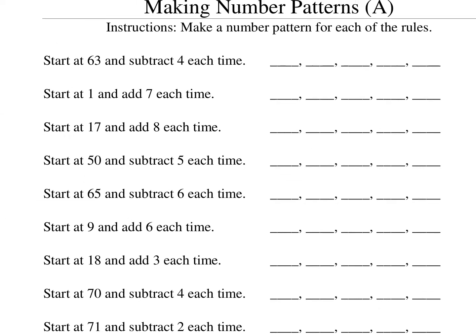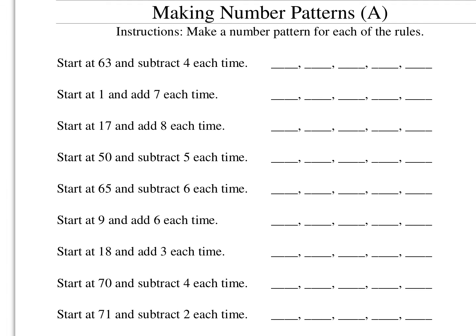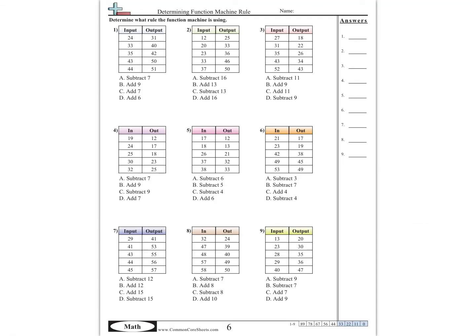Okay. This is following number pattern rules. So if it says start at 63 and subtract 4 each time, all we're going to do is start at 63 and subtract 4. So we'll go 59, 55, 51, 47, and if you want to check all of the answers for this one, just check it on the OneNote. Let's move to the next page.